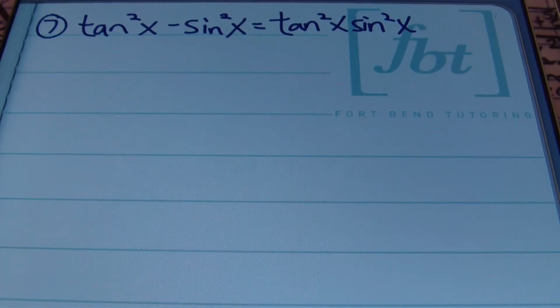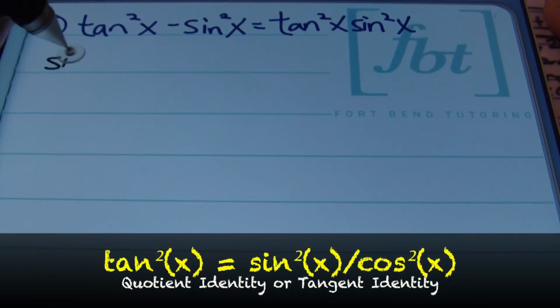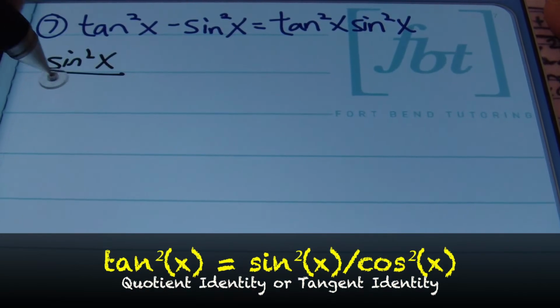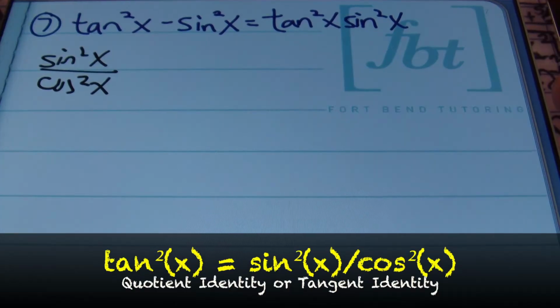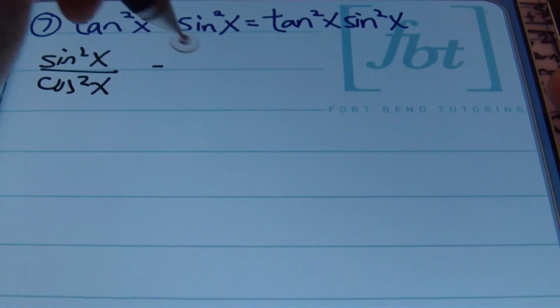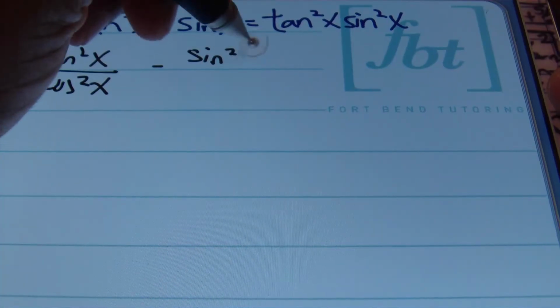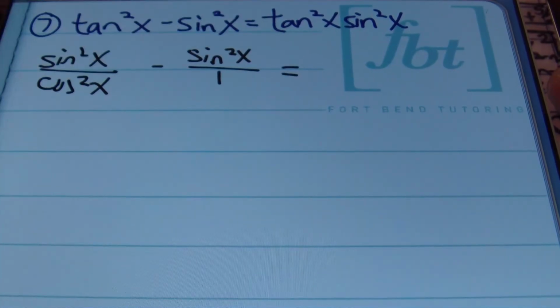It's tan squared x minus sine squared x equals tan squared x sine squared x. We're going to use that tried and true strategy of changing everything into sine and cosine functions. So tan squared x is equivalent to sine squared x over cosine squared x, minus sine squared x, and let's place this sine squared x over 1.